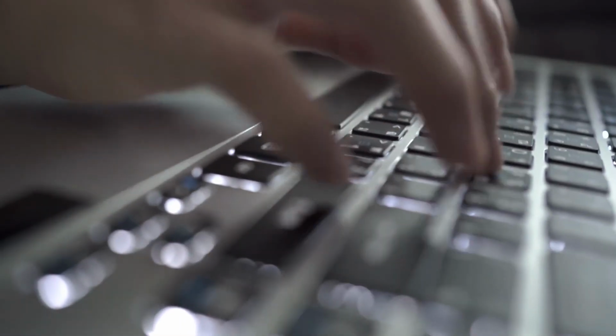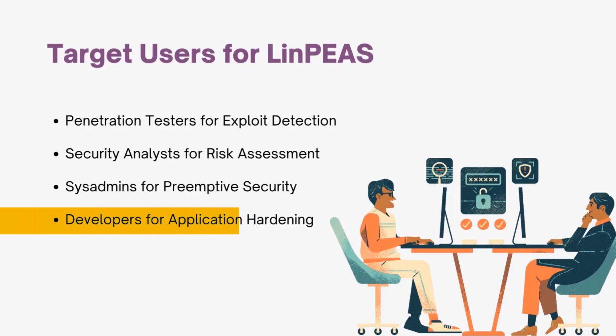linpeas is used by system administrators. They use it to perform proactive system checks in order to keep ahead of potential security breaches. They also maintain system integrity. Finally, developers integrate linpeas into the development process. They do this for application hardening to ensure the software is robust against security threats.